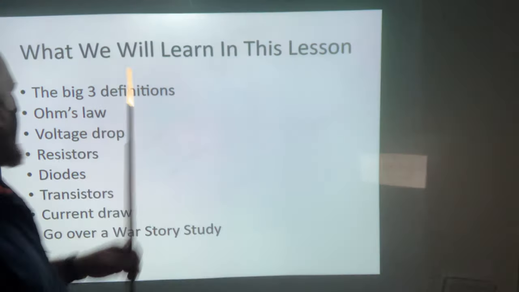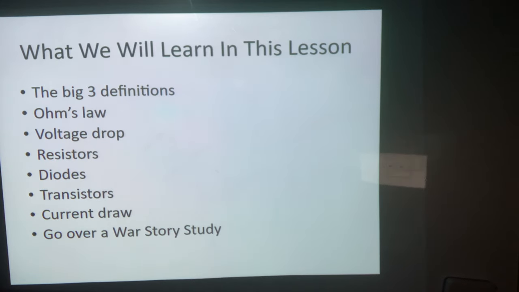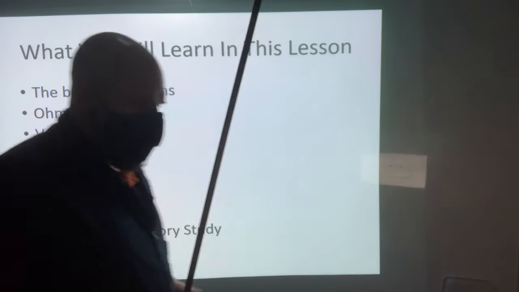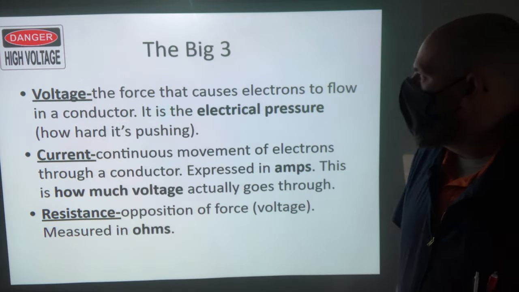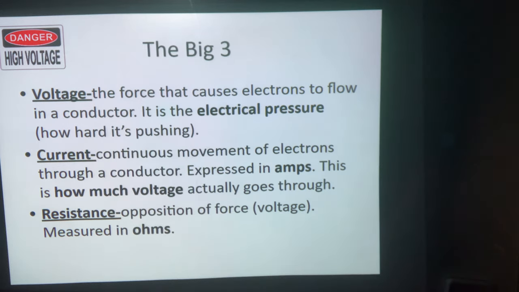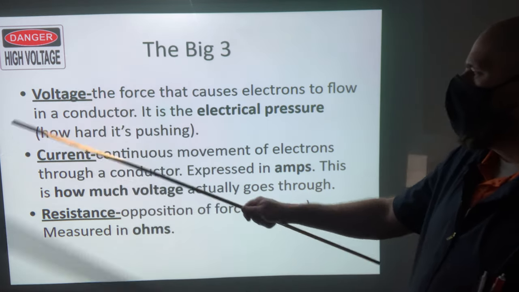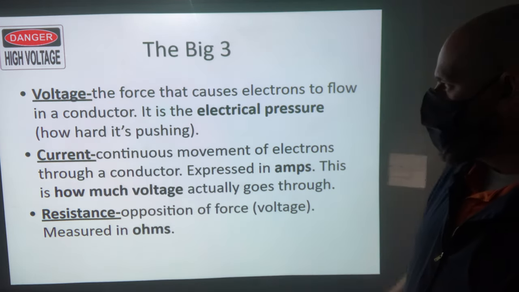All right, what we're going to learn in this lesson: the big three definitions, which we went over a little bit in the last one, Ohm's law, voltage drop, resistors, diodes, transistors, current draw, and we'll go over a little war story that I ran into. All right, so the big three I'm talking about, and we talked about this last time, is voltage, current, resistance. Remember that.